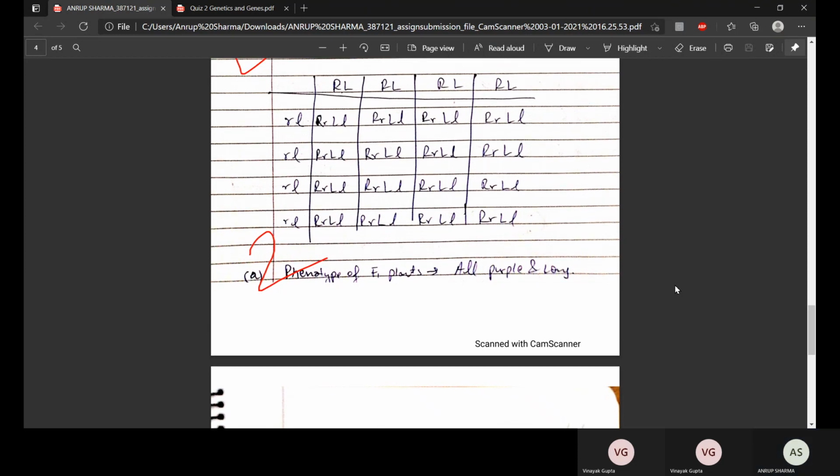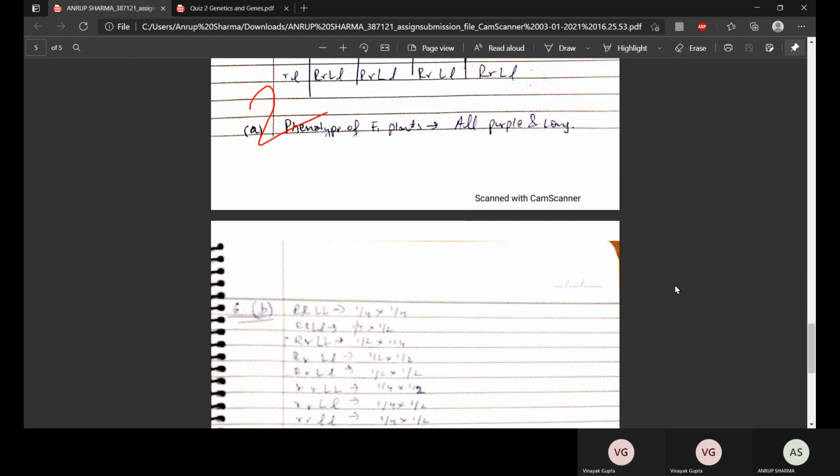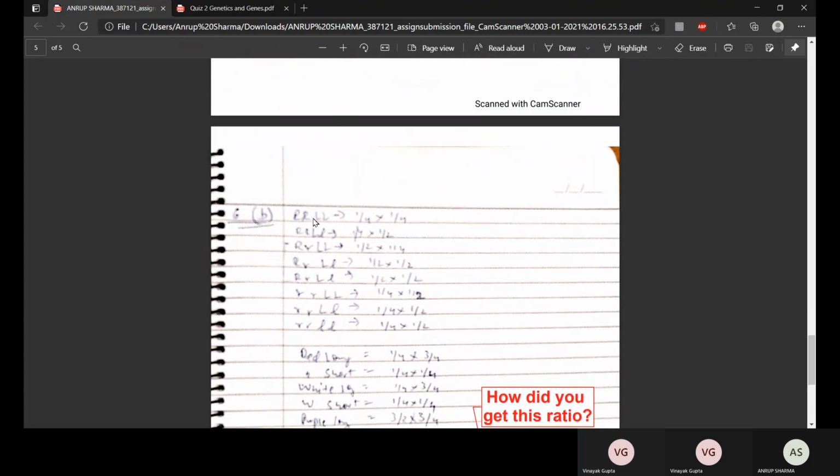So basically you have to show a dihybrid cross. That is my question. This is not the way a dihybrid cross is done. A dihybrid cross is done the way you did it in the 6A question. That kind of Punnett square will be there, with 16 sub-squares, and then based on that you calculate the phenotypic ratio.